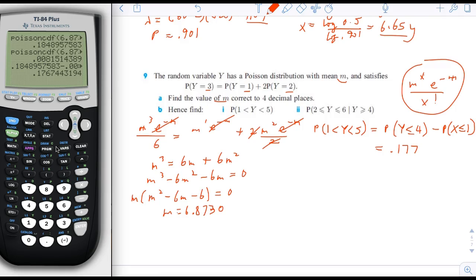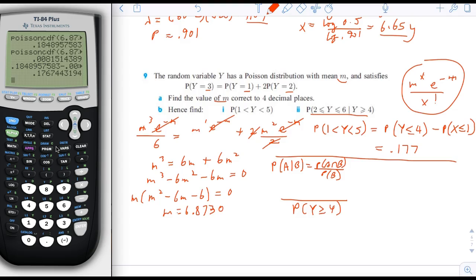All right, so that was part B there. And then let's do this one here. Oh, this is conditional probability again. So the probability that y is between 2 and 6 inclusive, given that y is greater than or equal to 4. So what we want to do is remember that probability A given B is equal to the probability that A intersect B divided by the probability of B. So the probability of B is pretty straightforward. It's the probability that y is greater than or equal to 4.